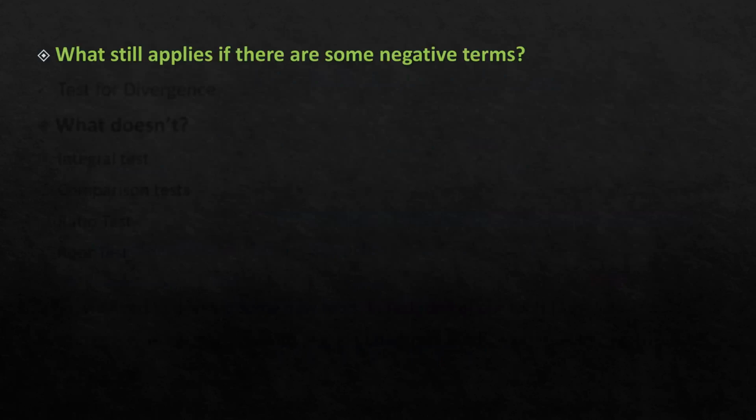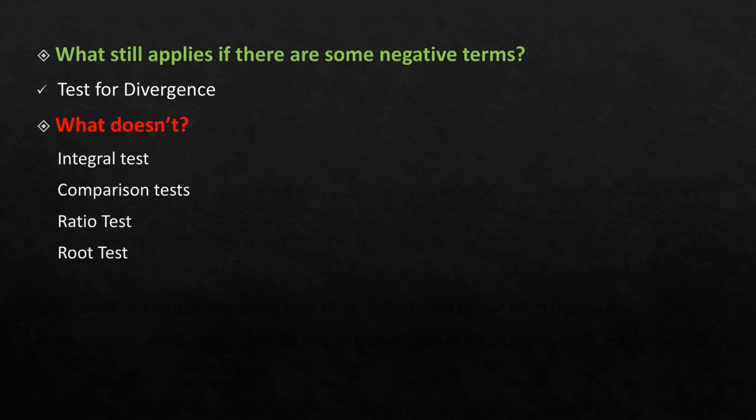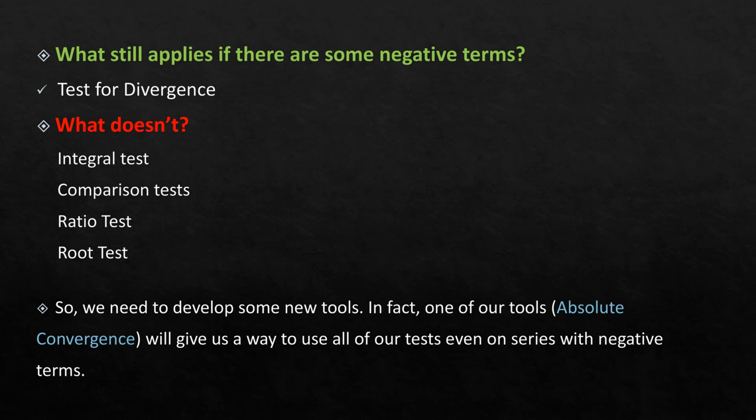So since it has some negative signs, what test will still be okay? Well, the divergence test is still okay to use. Okay. What doesn't work? The integral test doesn't work because it had to do with positive terms. The comparison test doesn't work. The ratio and the root tests do not work. So pretty much all the tests we've learned so far do not work, right? Except for the divergence test.